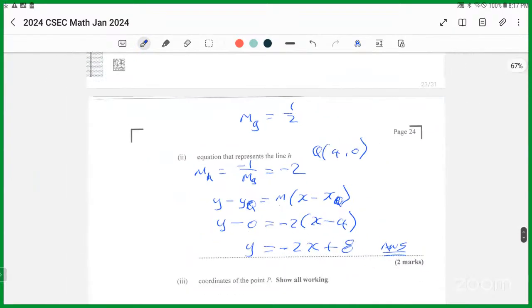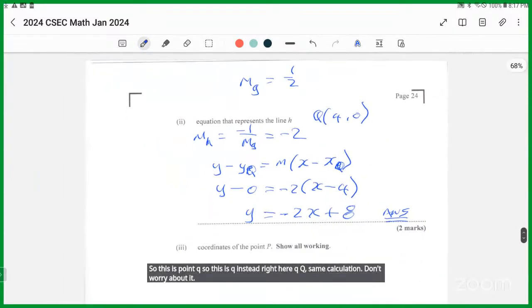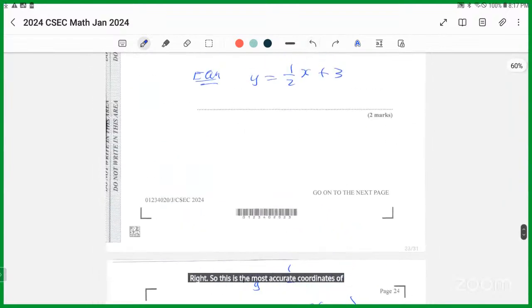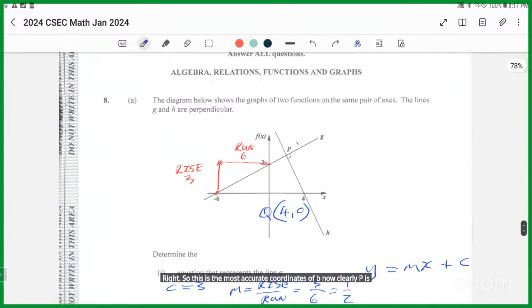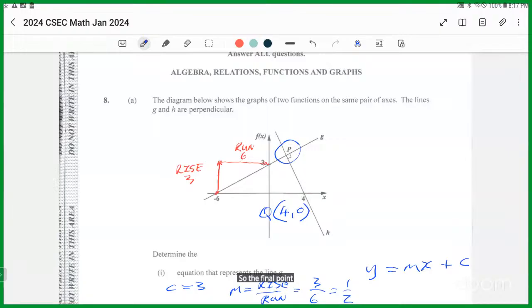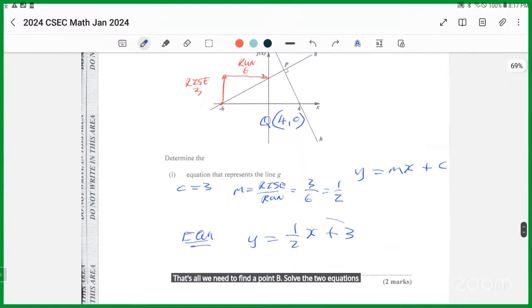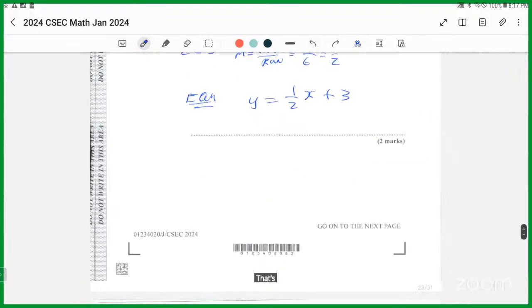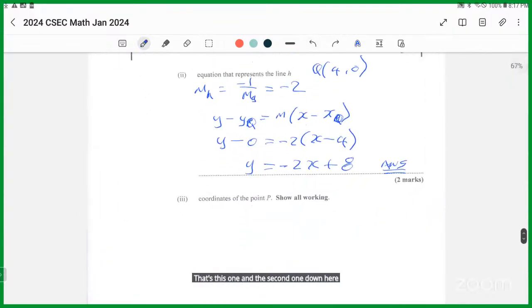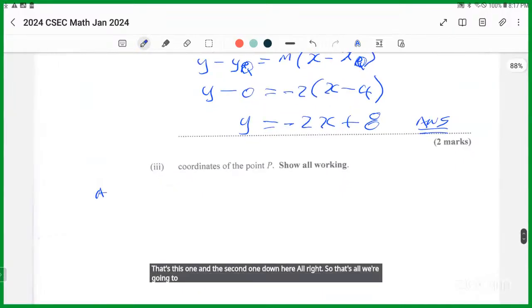Same calculation. Don't want to call it P. Right. So this must calculate the coordinates of P. Now clearly, P is the point of intersection of the two lines. So to find the point P, we solve the two equations simultaneously. That's all we need to do to find the point P. Solve the two equations simultaneously. That's this one and the second one down here. All right? So that's what we're going to do.